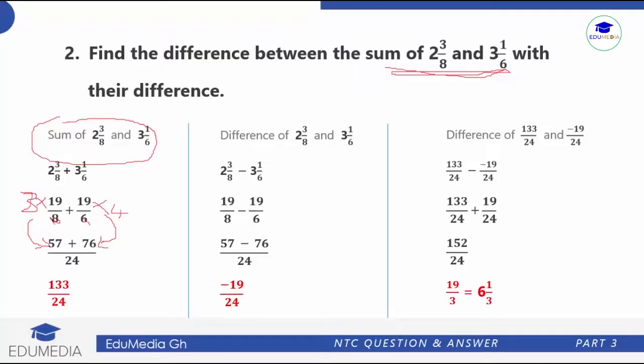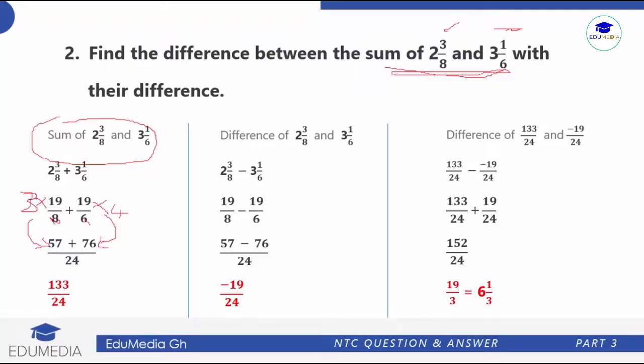After that, we add the 57 plus the 76, and then we get 133 over 24. That is from doing the sum, adding these two figures. Now let's look for the difference between these two numbers, because that's what the question says. We should look for the sum and look for the difference. After that, we look for the difference of the answers.